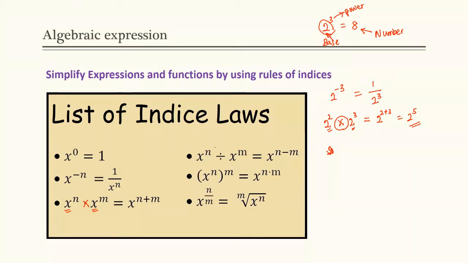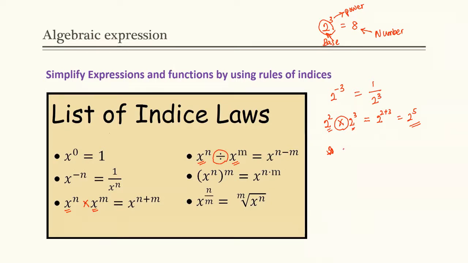And the fourth one, what you can observe here. Here also, the base value is the same. The base value is x. Here also x. And now we have division. When the base value is the same and when we have division, what can we do to the power values? We can deduct them. Therefore x to the power n over x to the power m, we can rewrite as x to the power n minus m. That is the fourth law.